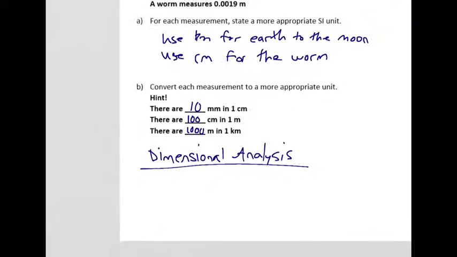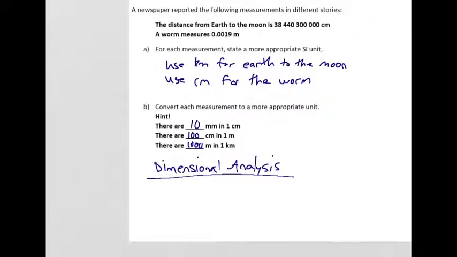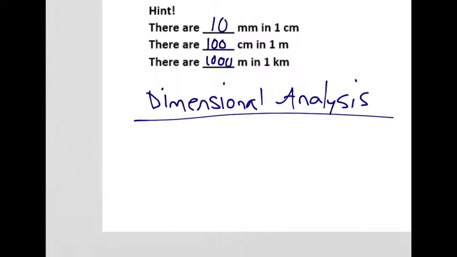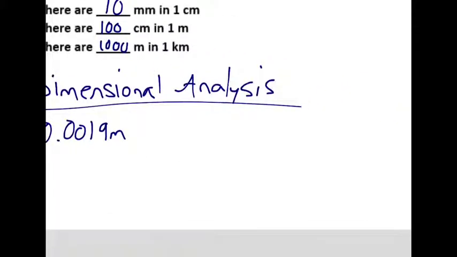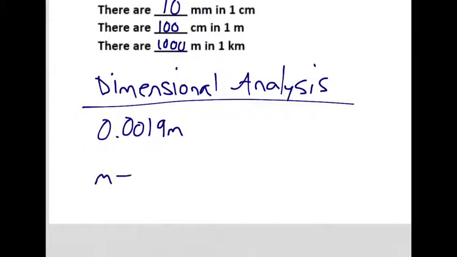What you do is you take your initial measurement. I'm going to do the worm first since it's a little less numbers to write. You take your first measurement and you just basically write it. The next thing you do is you ask yourself, what unit do I want to convert into? I have meters and I want to go to what? Centimeters, right? I want to go from meters to centimeters.